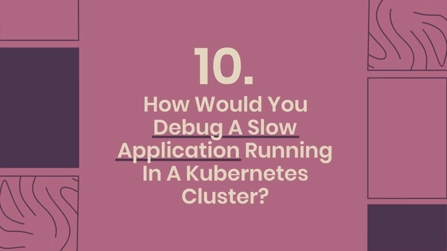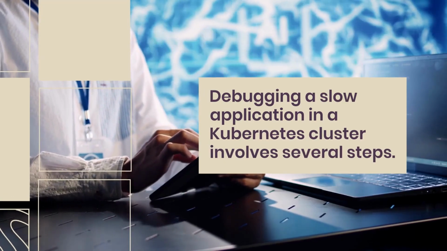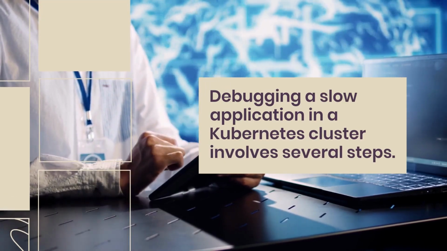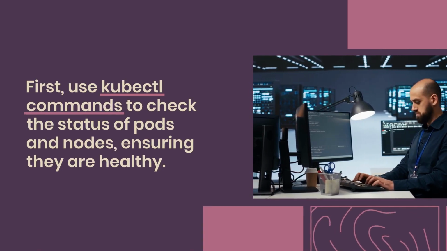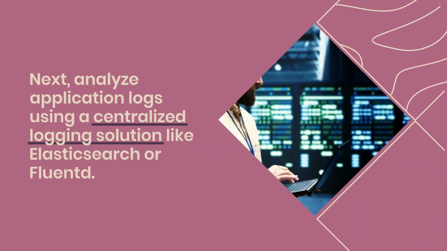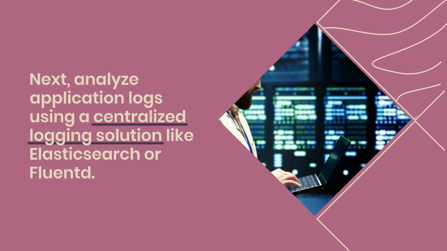10. How would you debug a slow application running in a Kubernetes cluster? Debugging a slow application in a Kubernetes cluster involves several steps. First, use kubectl commands to check the status of pods and nodes, ensuring they are healthy. Next, analyze application logs using a centralized logging solution like Elasticsearch or Fluentd.